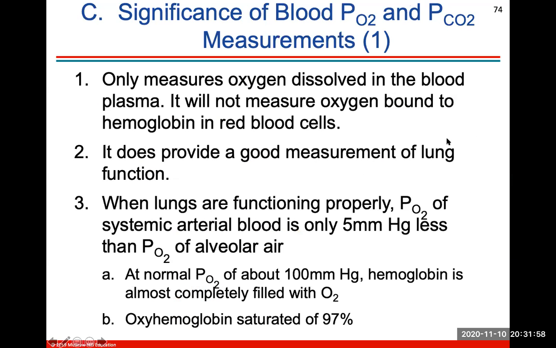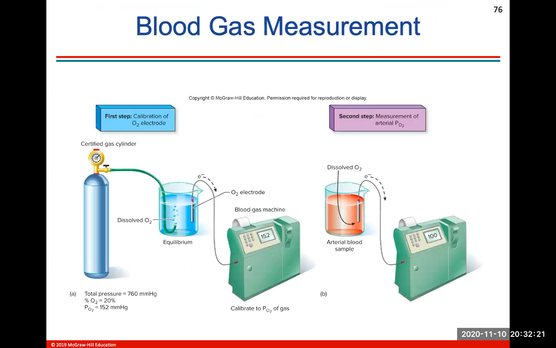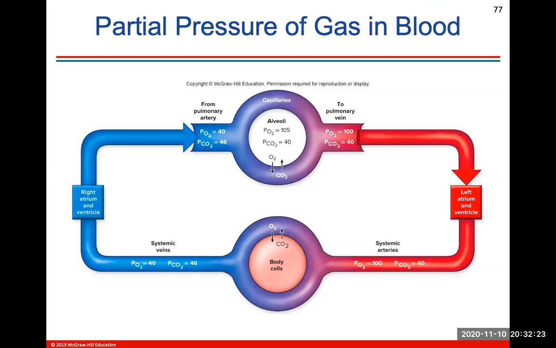The significance of blood PO2 and PCO2, the partial pressures of oxygen and carbon dioxide: measuring both will provide a good measurement of lung function. The measurements will tell you how saturated oxyhemoglobin is. So it's a good way to measure lung function. And that's about all I'll ask you about that.